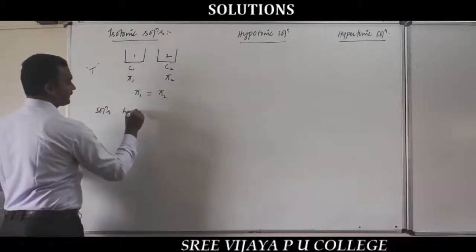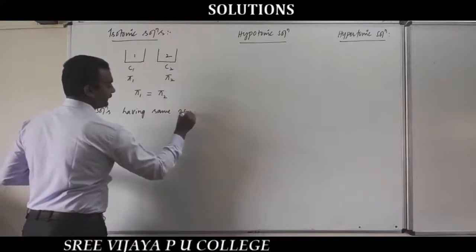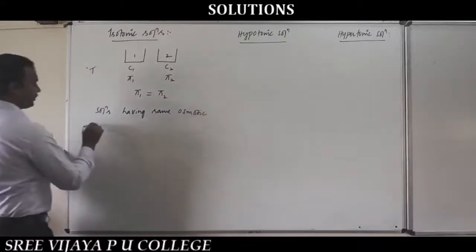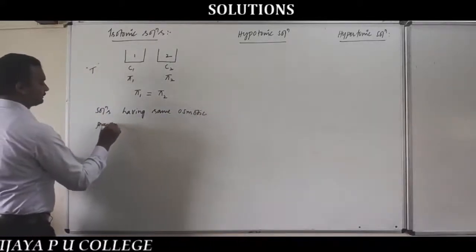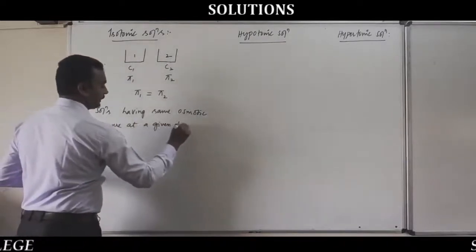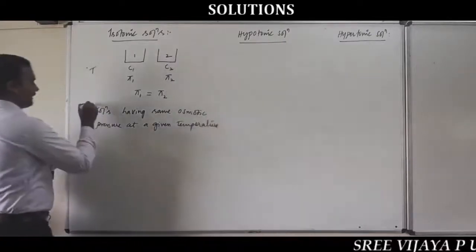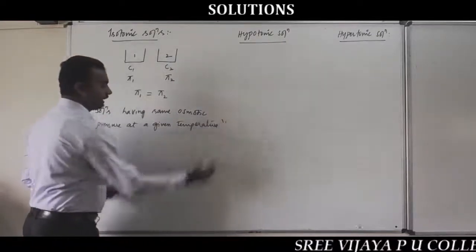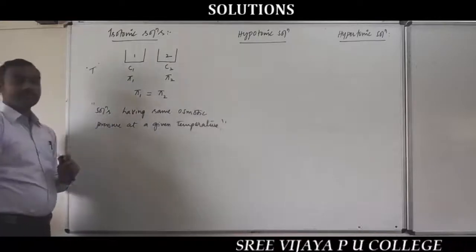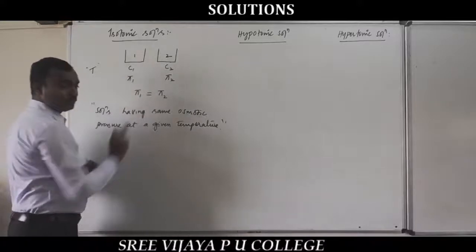Isotonic solutions are solutions having the same osmotic pressure at a given temperature. Solutions having the same osmotic pressure at a given temperature are called isotonic solutions. In the given example, pi 1 is equal to pi 2.